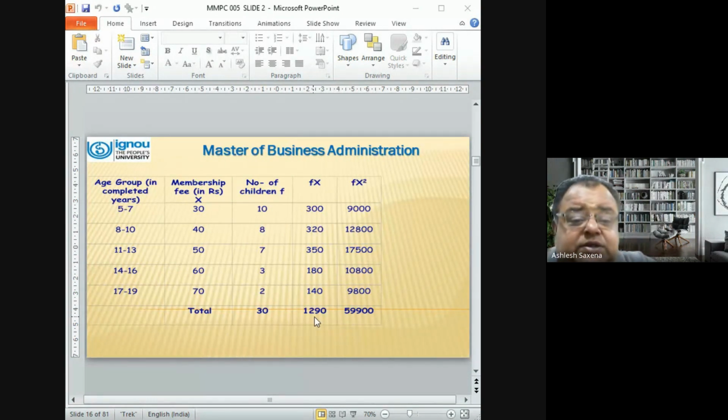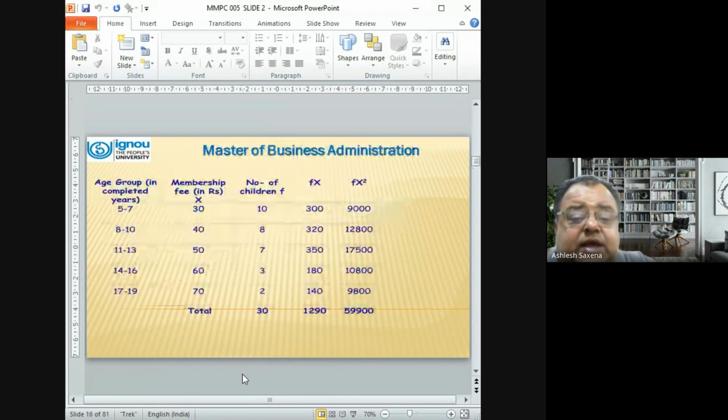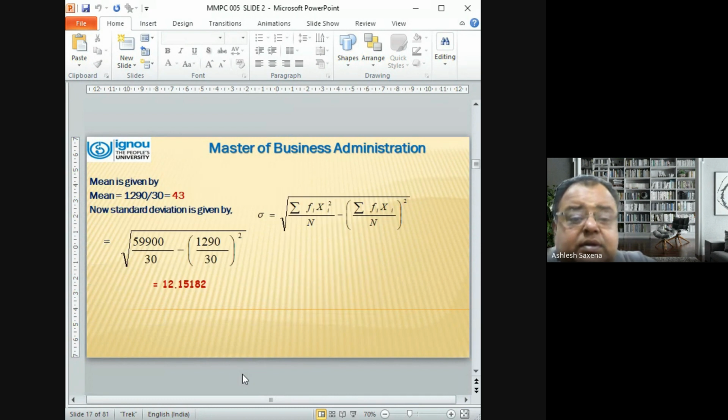Summation of fx is 1290. And summation of frequency is 30. Okay. Now, first of all, we were asked to calculate mean. Mean is summation fx by n. Summation of fx is 1290 and summation of f is 30. 1290 divided by 30, which comes out to be 43.